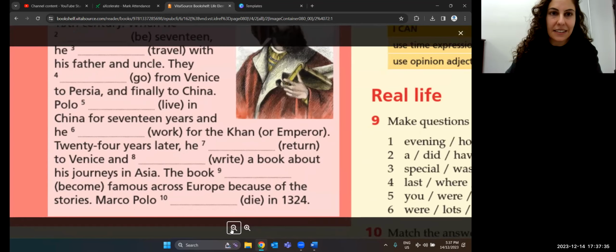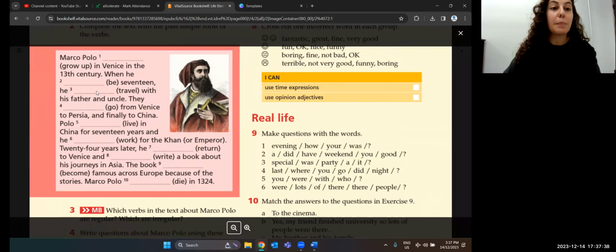And we need to fill in the missing verbs in the past. So Marco Polo, which is this man here, something, so we've got this action, grow up. That means to be raised, where they spent their childhood. So Marco Polo, something in Venice in the 13th century. So Marco Polo, how do we put that action in the past simple? Grew up. Yep, so he grew up in the 13th century.